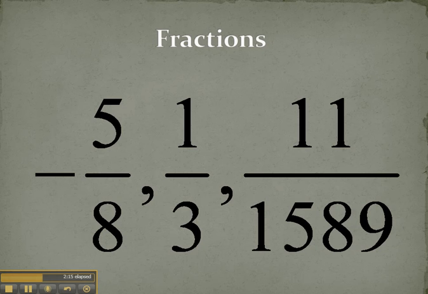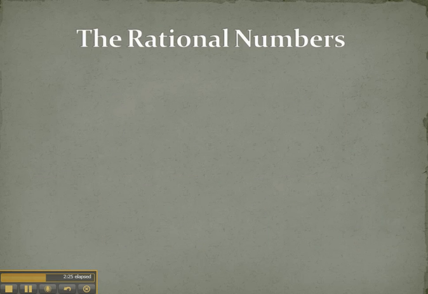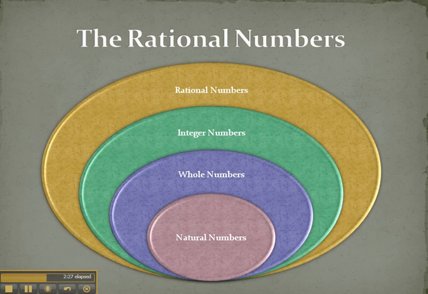And fractions are anything that is written in the form of a numerator and a denominator, an integer on top and an integer on bottom. It's a ratio of integers. These are called the rational numbers. Anything that can be written in the form of a fraction is called a rational number.